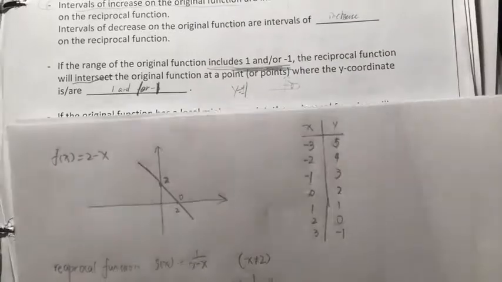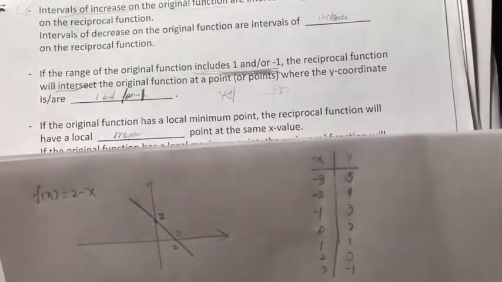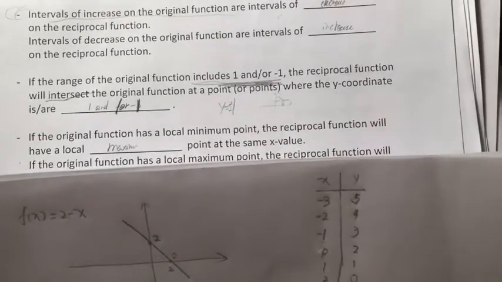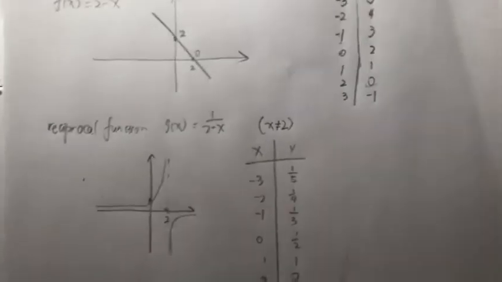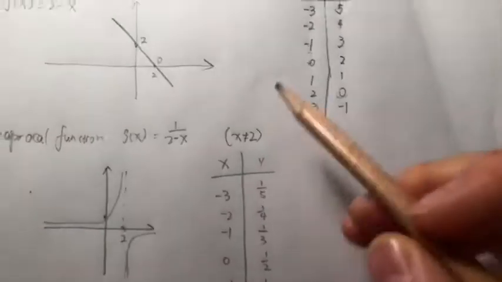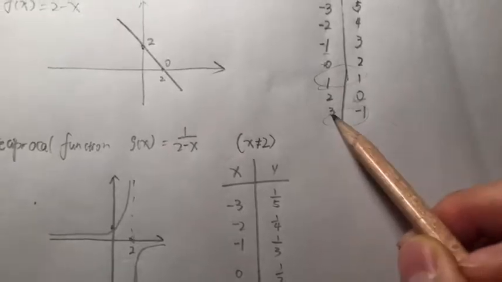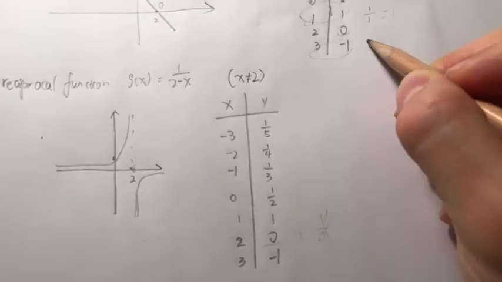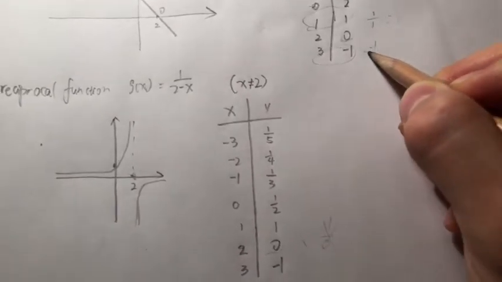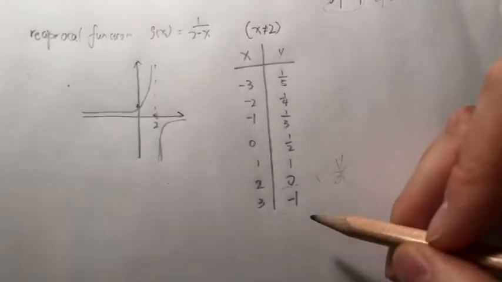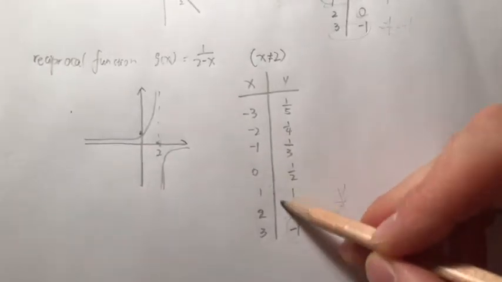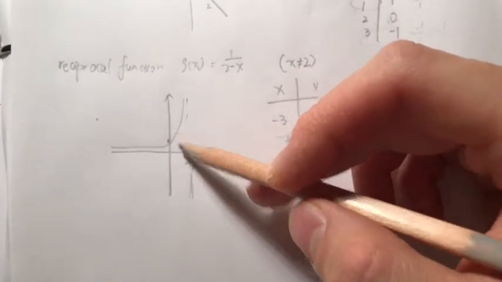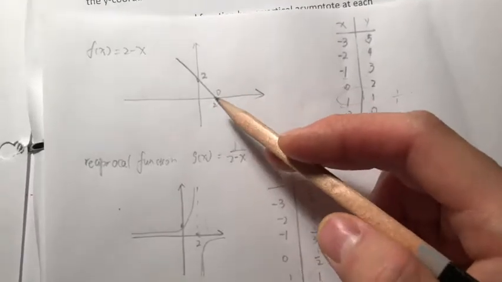This also means that if the range of the original function includes 1 or -1, the reciprocal function will intersect with those points. It's very intuitive if you look at this. This is 1 and -1. Why? 1 over 1 is equal to 1, and -1 over 1 is still -1. That's why you will actually intersect at those points.